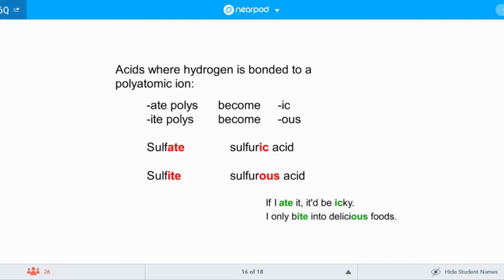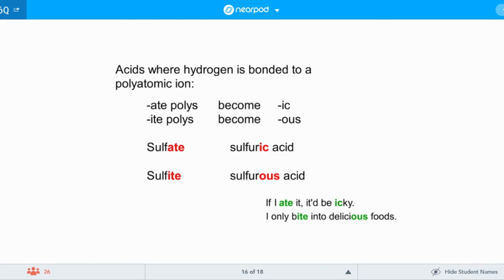If we were looking at an ite ending, we would change it to ous. So sulfite would become sulfurous acid. One helpful hint that I've used in the past to remember how to change the names is that if I ate it, it would be icky. So if I ate the acid, it would be icky: ate, ic. Or I only bite, ite, into delicious foods. So again, you can use those sayings if you want. I have found that they help with trying to memorize the difference for when I use each ending.